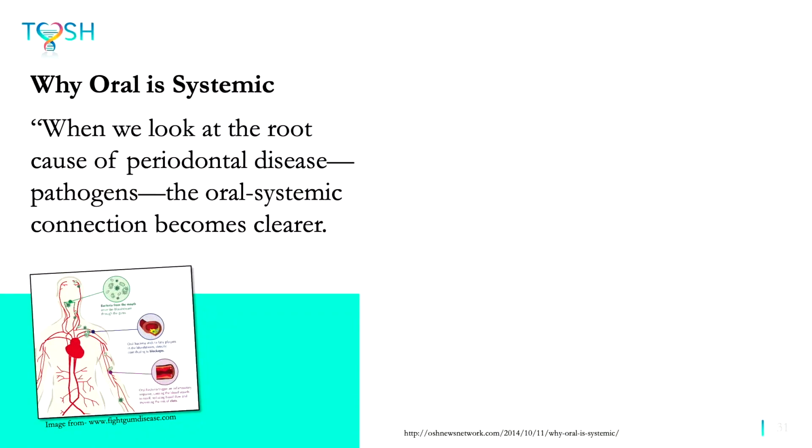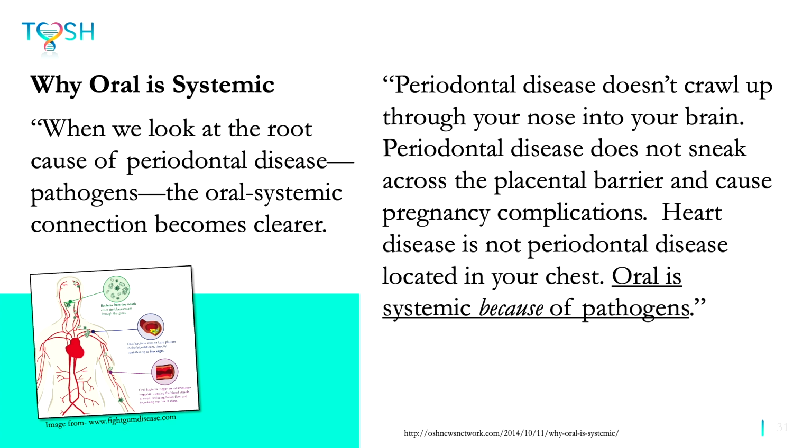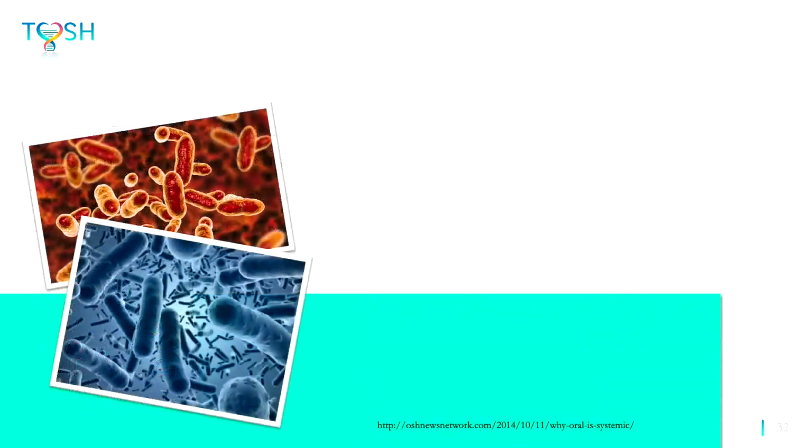And one of my favorite things is what Dr. Sindelar said a long while ago. When we look at the root cause of periodontal disease pathogens, the oral systemic connection becomes clear. Periodontal disease doesn't crawl up through your nose and into your brain. Periodontal disease does not sneak across the placenta barrier and cause pregnancy complications. Heart disease is not periodontal disease located in your chest. Oral is systemic because of the pathogens.